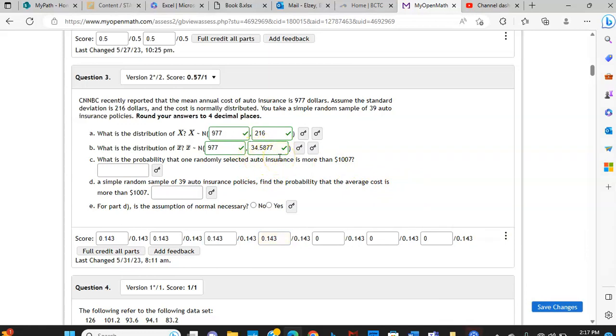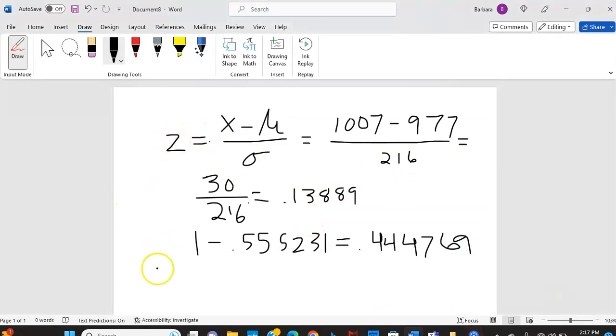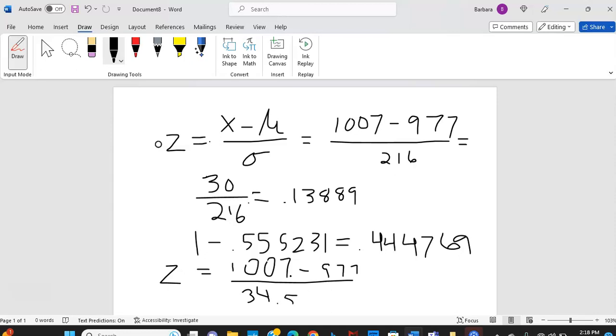All right, so let me write down. Well, it's really the same info, just we've got that random sample. So let's go back over here to my sheet. And now, though, I'm still going to use the 1007 for x. And I apologize that I'm so slow writing with this mouse. Actually, I should try my finger. And then we're still going to use 977. That's still our mean. That hasn't changed. But our standard deviation on the bottom is now 34.5877.